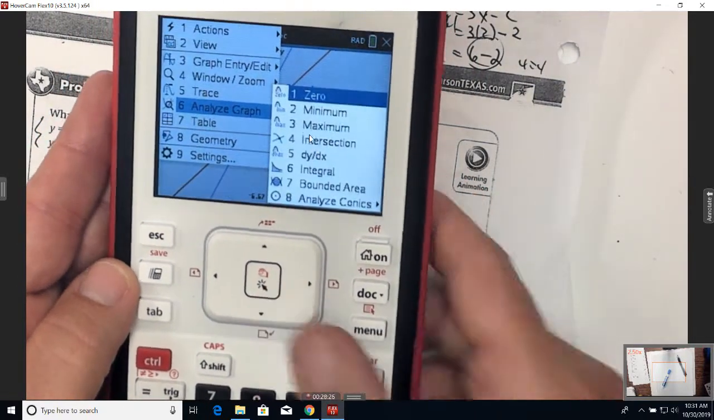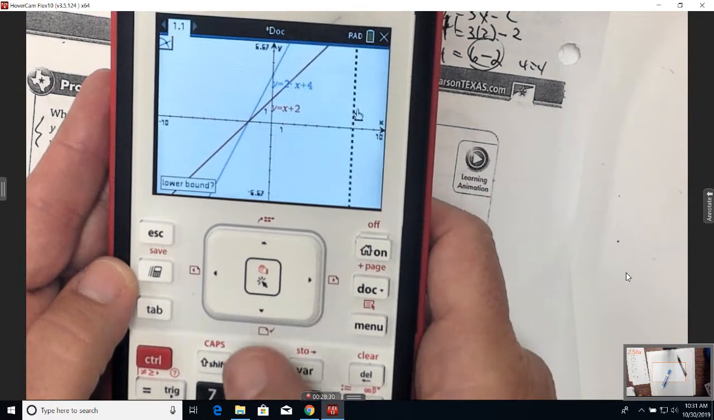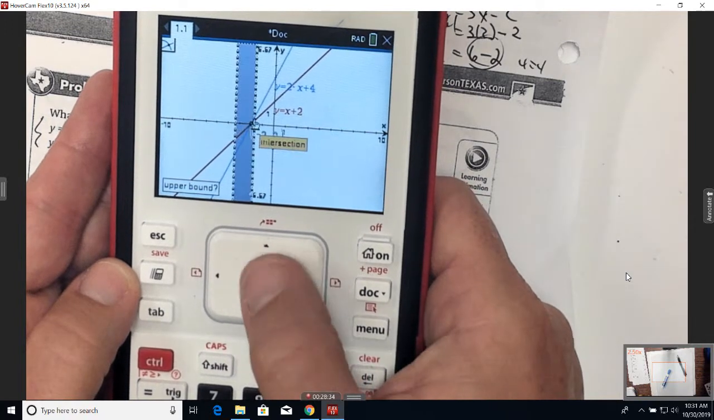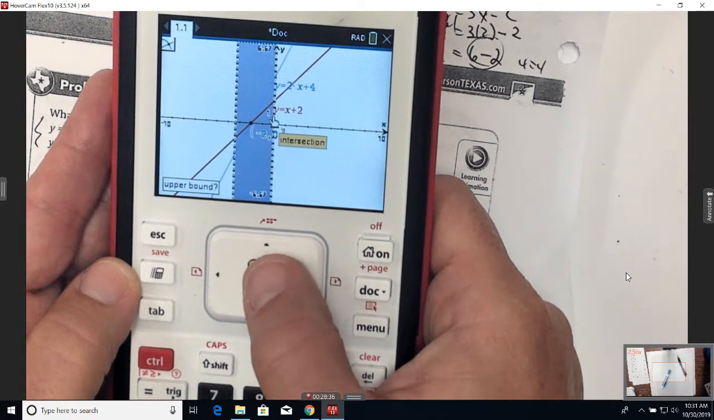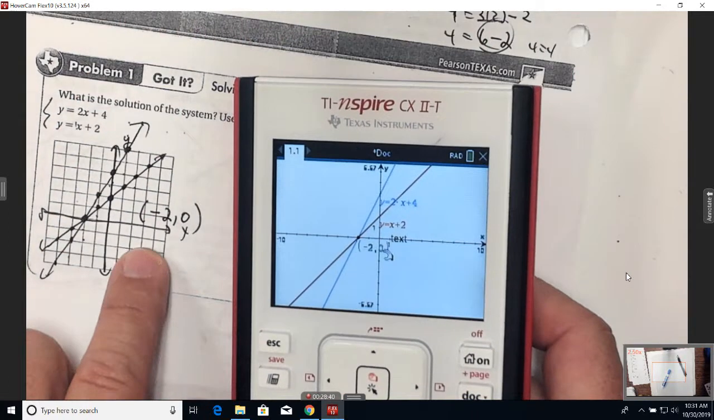What do I do now? Go to 4. Where do they cross, in other words, is the intersection. And then I move this to the left of where I think it crosses, hit enter. Move it to the right of where it crosses, hit enter. And there it is, negative 2, 0, just like we did.